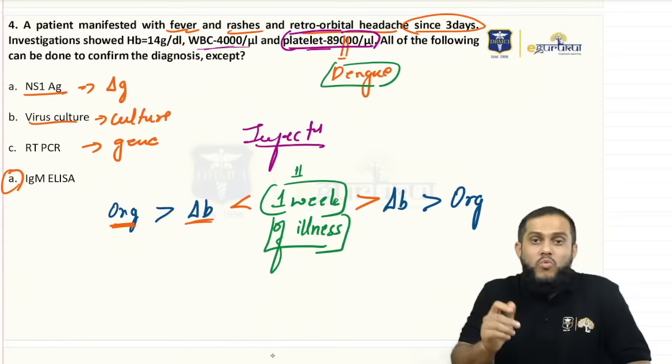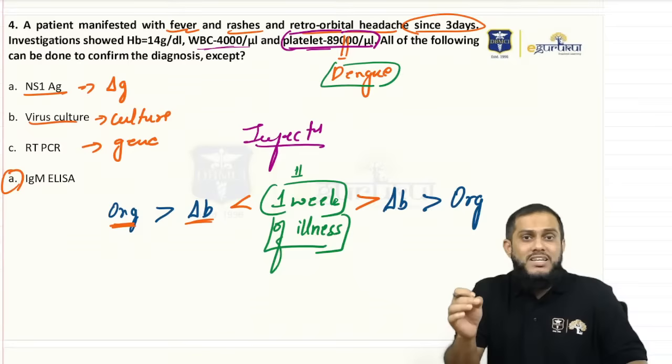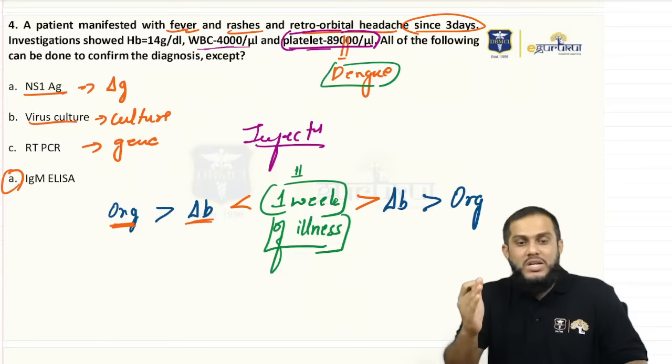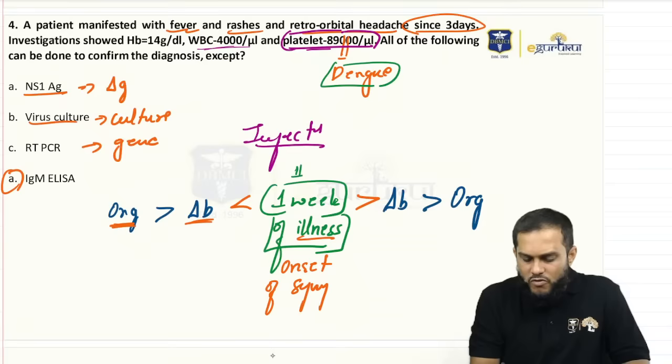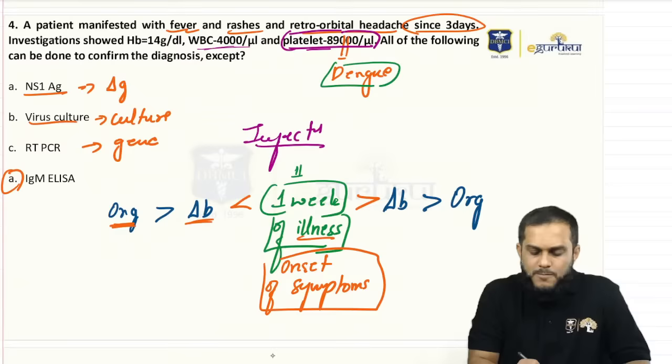But within one week of illness, you can't go for antibody detection. It is having very less sensitivity. Remember this, one week of what? One week of illness. Illness means from the onset of symptoms. That I will also write here, because otherwise I know you will get confused. From onset of symptoms, one week of illness, organism detection is better than antibody.